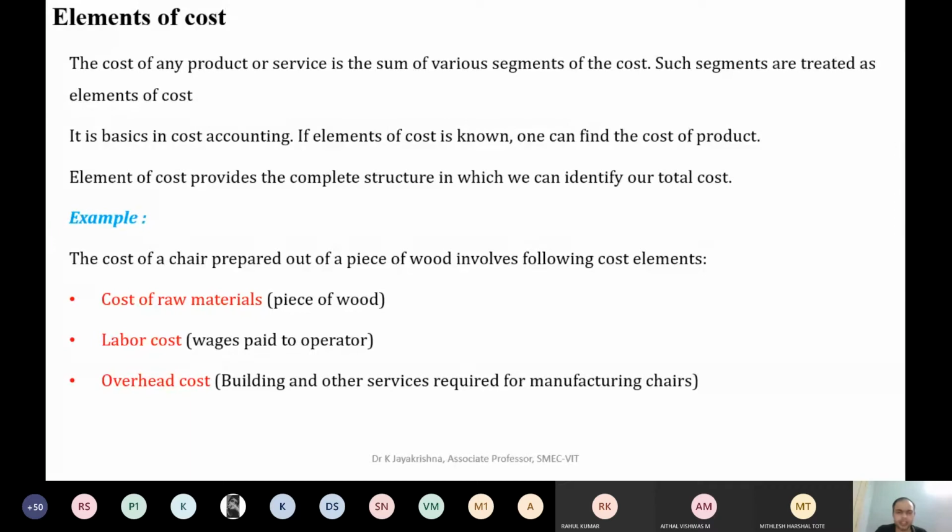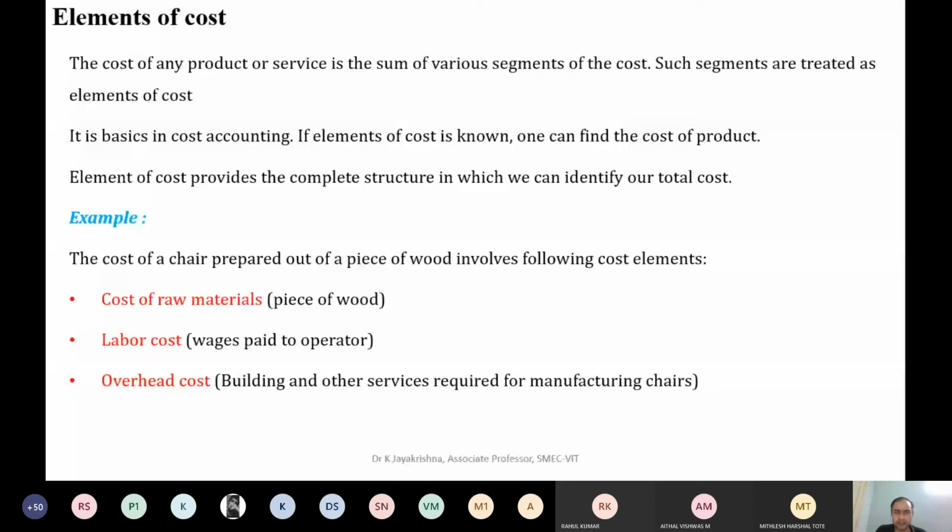Say for example, there is a restaurant. The cost spent on vegetables and other grocery items is the cost of raw materials. The salary paid to the chef and the waiters in the restaurant is labor cost. And the overhead cost in this case is the electricity bill, the gas bill, whatever they pay to run the business. I hope you can understand now. Are you able to understand the elements of cost? Yes, sir.